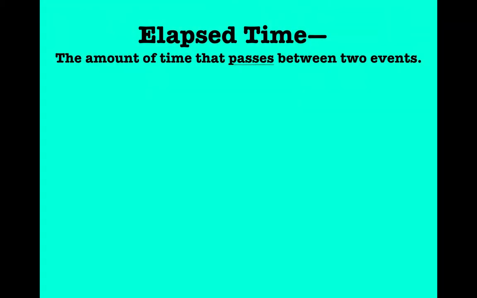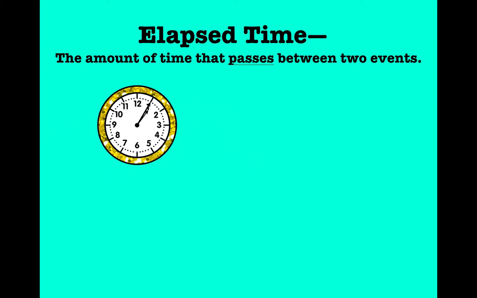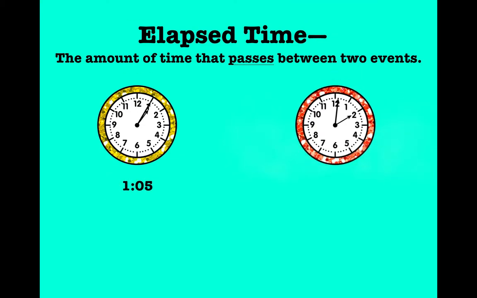So today we're going to be talking about elapsed time. Elapsed time is the amount of time that passes between two events. So on my first clock it says it is 1:05. The second clock says that it is 2:01.